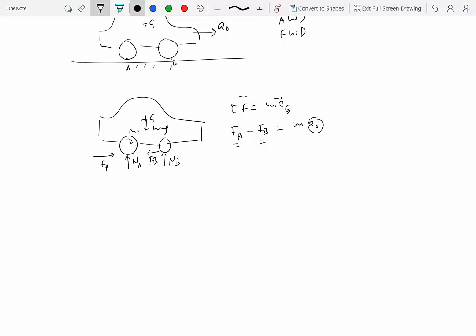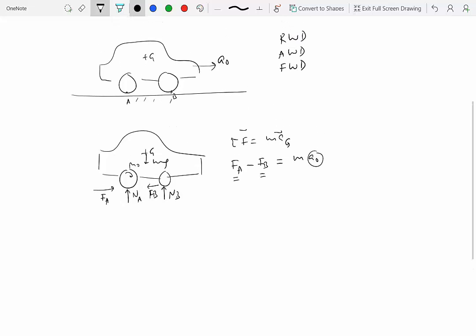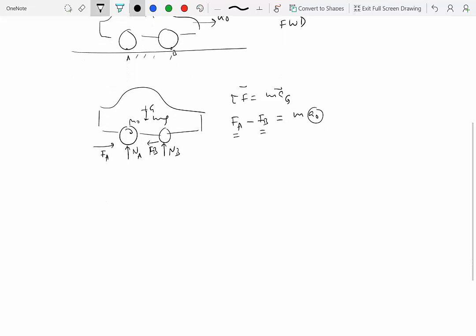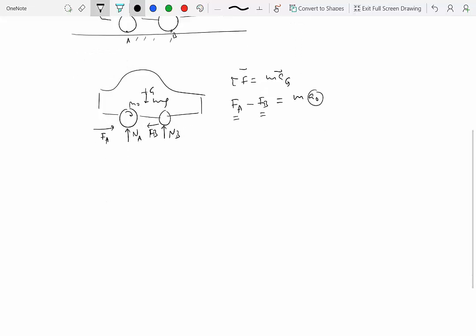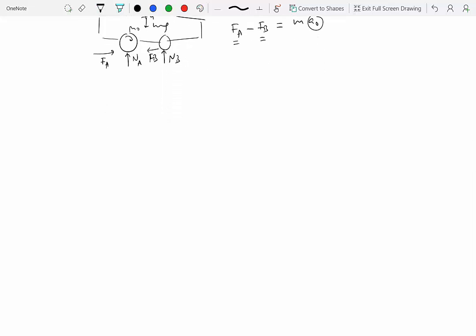If Fb became more than Fa, then of course you won't have an acceleration in the forward direction. Now let's see what happens if we remove the friction between the ground and the car. So if there is no friction between the ground and the car, then you know intuitively that the car is really not going to move forward, right? So what is going to happen to the rear wheel and the front wheel?